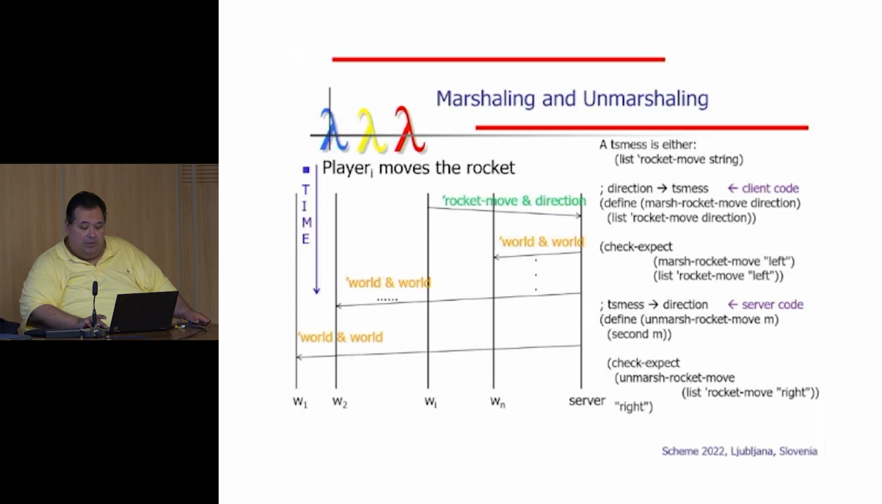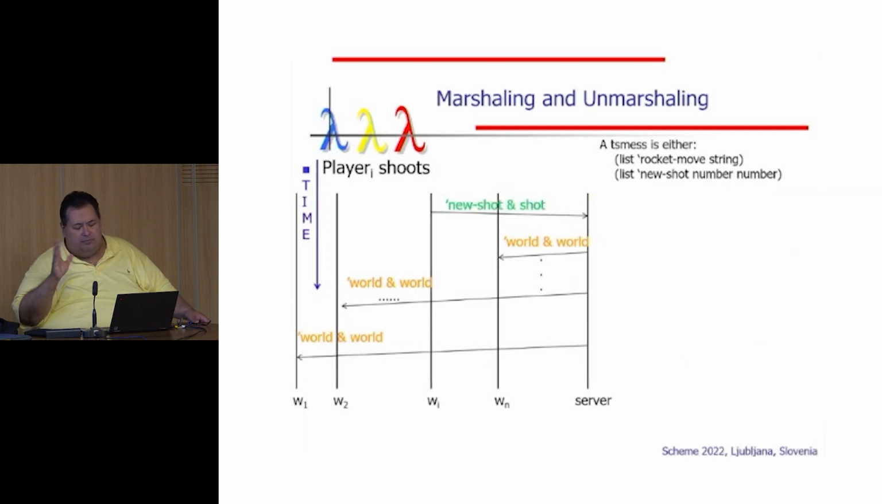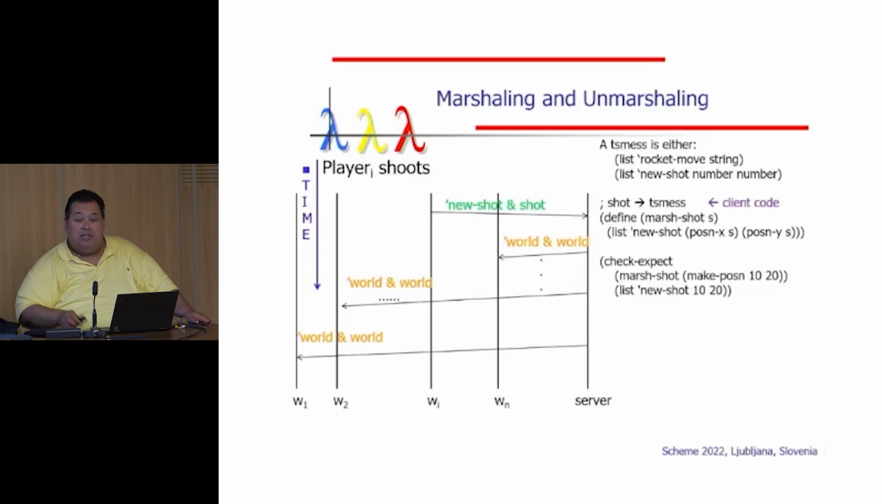Right? And then we do the same thing for a rocket. Well, sorry, for a shot. But here it's different because a shot has an X and Y. Right? So we need 2 things. So we're going to create a list that looks like this, right? A tag and the X and Y coordinates. And then to marshal that, we take as input a shot and we create a list with the X and the Y of the shot.